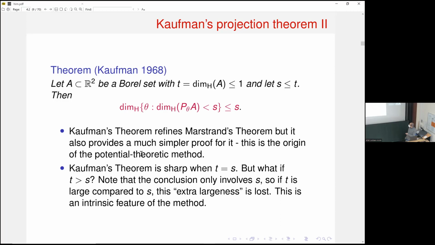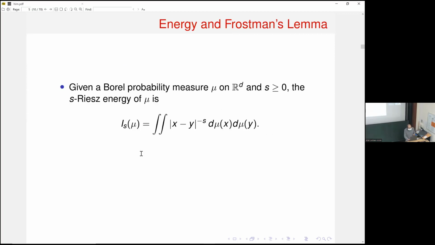But something that is not very satisfying is that T doesn't show up. Of course, T has to be bigger than S, because if T was less than S, this is nonsense, because orthogonal projections do not increase dimension. If the dimension is T upstairs, it is at most T downstairs. So T has to be at least S. But other than that, there is no T in the statement. One could say that T is S and be done with it, because the theorem doesn't provide any additional information if T is much bigger than S. So in this sense, it's not very satisfying. And that's the motivation for several of the things I'm going to talk about later.